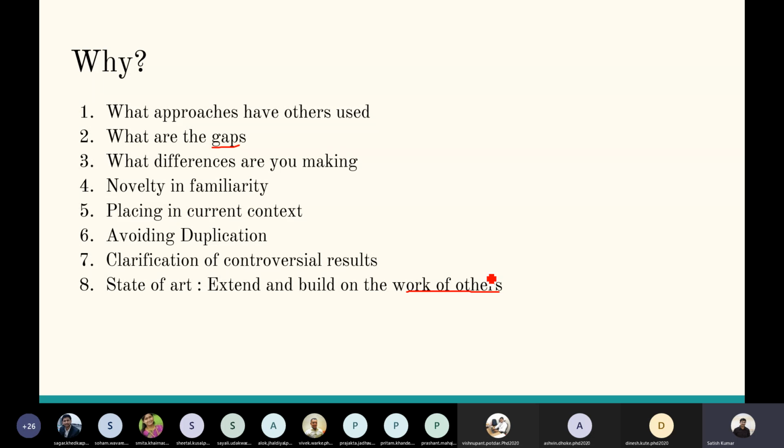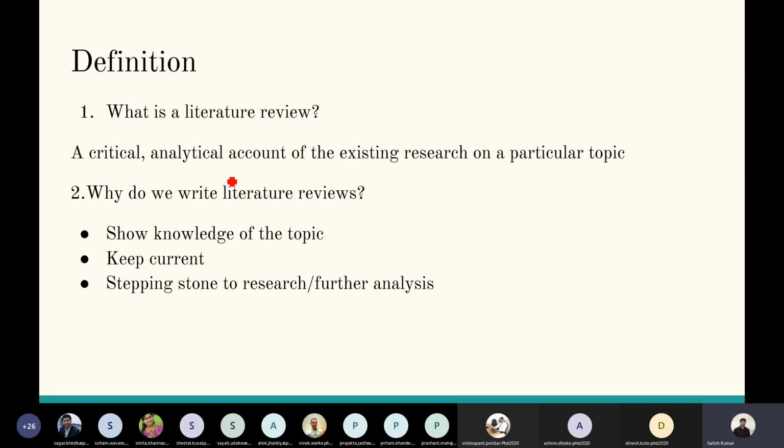So this is nothing but literature review. So presenting it, how do you present it? By going through all the 8 different points, you are going to tell what exactly you are going to do, right? So what do you mean by literature review?